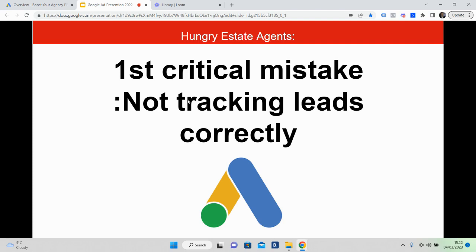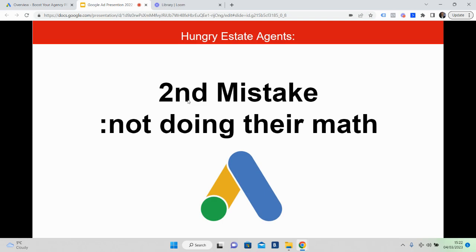So make sure you're tracking leads, i.e. put the Google conversion tracking in the right place on your website. It's very easy to do if you've got someone who knows what they're doing.